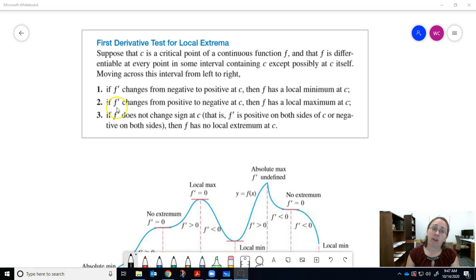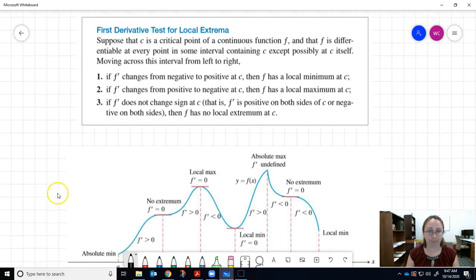On the other hand, if f prime changes from positive to negative, so you're increasing and then you start decreasing, at that critical point, you must have a local maximum. If the derivative does not change sign at C, then f has no local extrema at C. Now we might find out something about that point using the second derivative, but we'll talk about that when we get to the second derivative test.